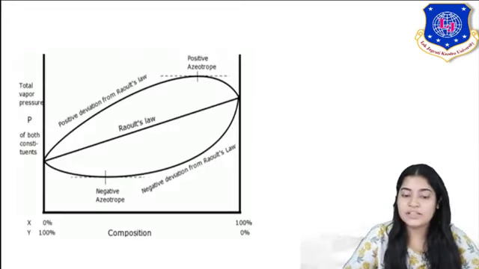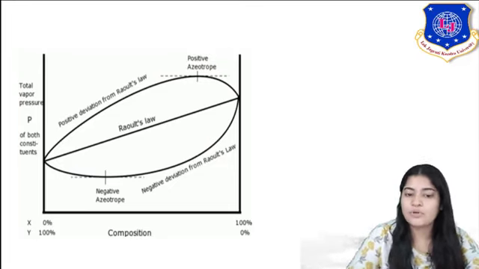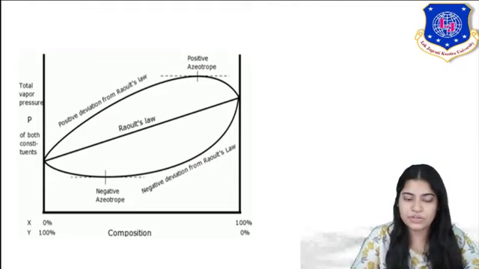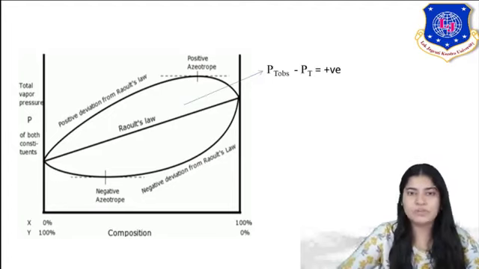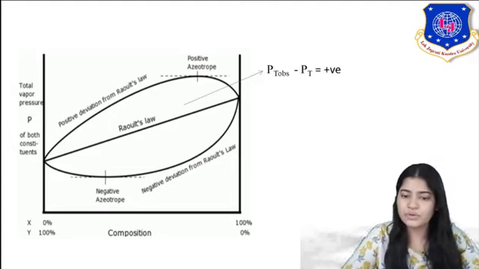You can see the straight line which shows the ideal condition, which follows Raoult's law. The line above shows positive deviation from Raoult's law; it is concave upwards, whereas the lower line shows the negative deviation from Raoult's law. The difference is negative, whereas for the above line it is positive. You can see how positive and negative are shown.